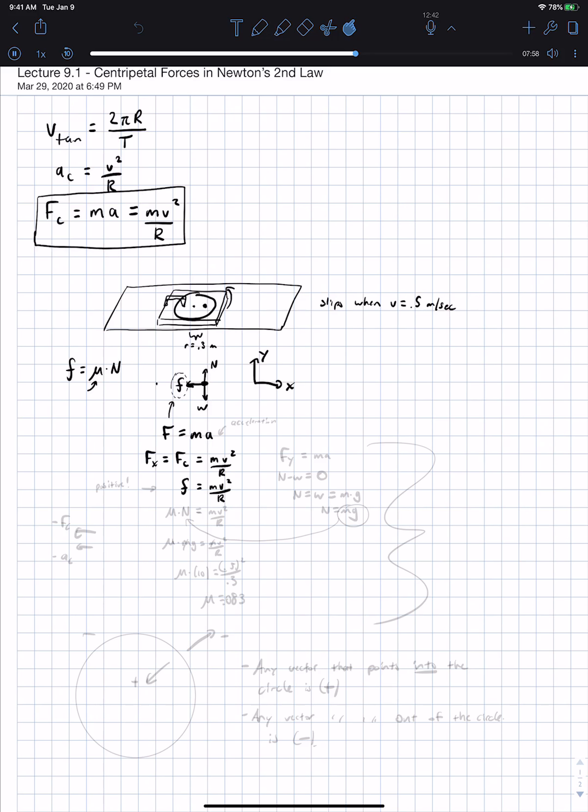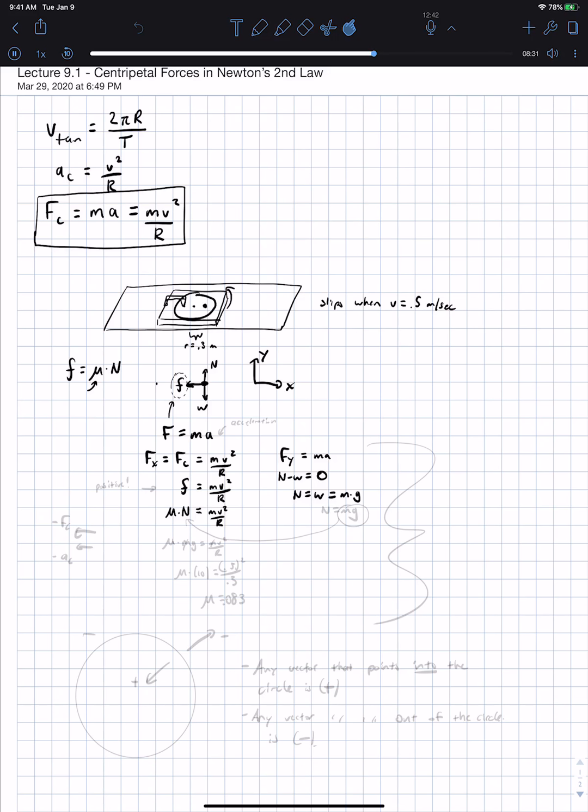Our goal is to try to find mu. So let's replace F with mu times the normal force, and that's equal to mv squared over r. In the y direction, we don't know what the normal force is yet. Well, we kind of do, because in this case, the normal force balances out with the weight force. So we know that the normal minus the weight force is equal to 0. So we end up with the normal force equaling the weight force, which is mass times g.